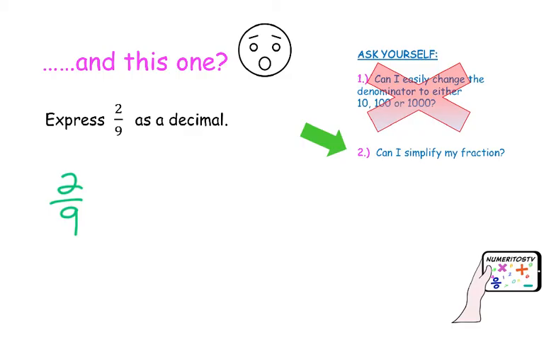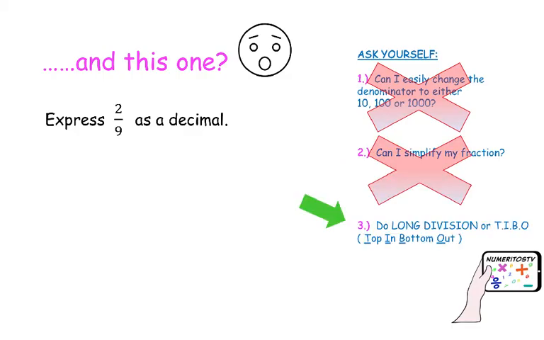So this fraction is already in simplest form. I cannot simplify this fraction anymore. So what do I do now? Well, in this case, there is no other option but to do long division.